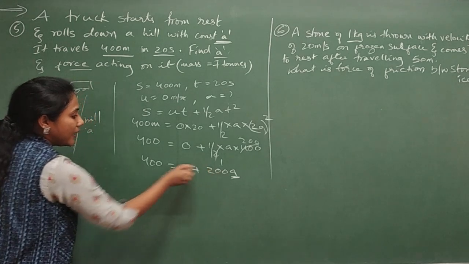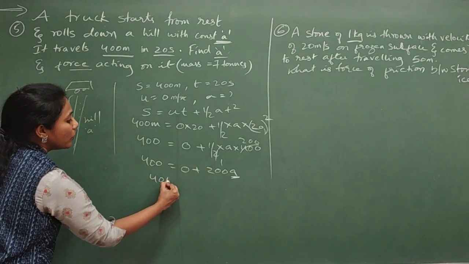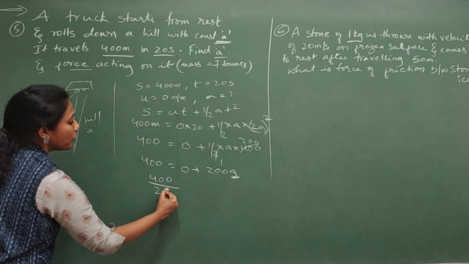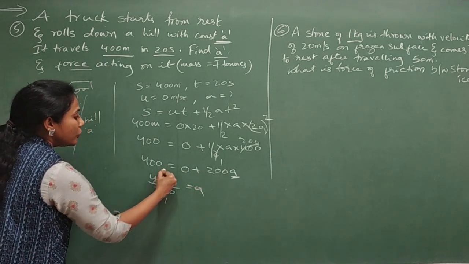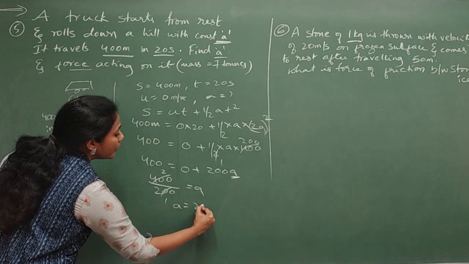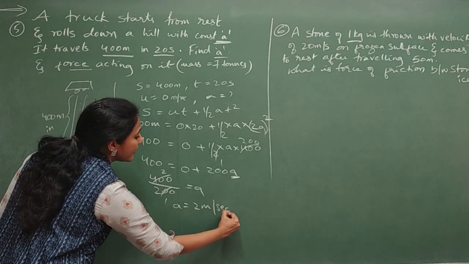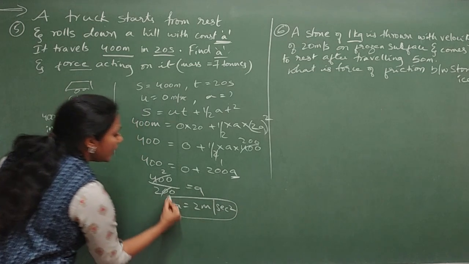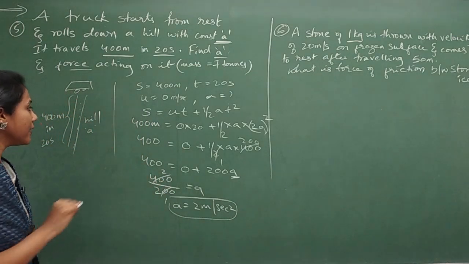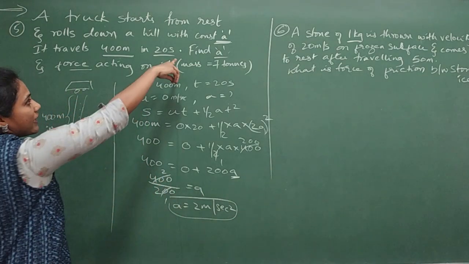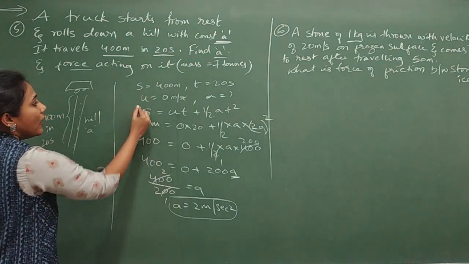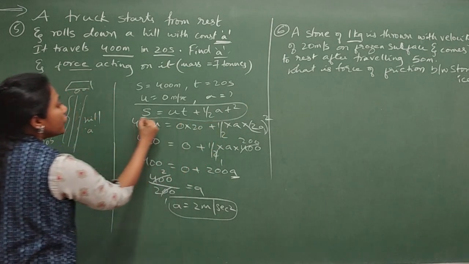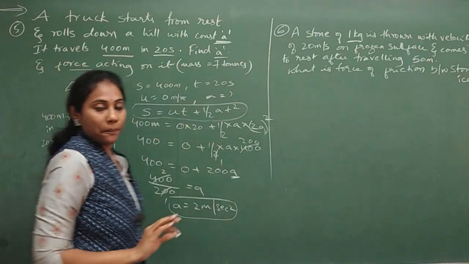Now this A you want to find. So this 200, if it goes to this side, it goes into the denominator, right? So 400 divided by 200 is equal to A. Twos are two. So A is equal to 2 meters per second square. So this is your acceleration. The first part of the question we have finished. They asked you to find A, and with the help of this formula, you found A.